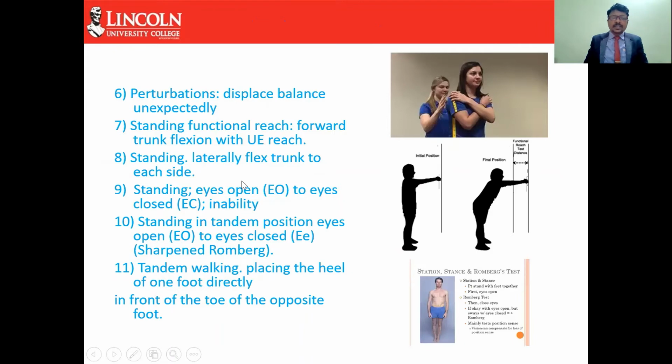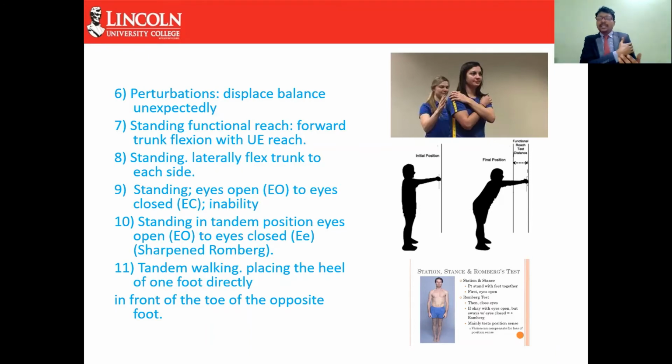Other special tests are the perturbations. Perturbation means unexpected displacement of the balance. The patient is asked to stand with the eyes closed, and if the therapist or someone comes and tries to push them forward, normal persons will control the balance. Maybe they shuffle or move forward, but they control the balance and won't fall. But those who have a cerebellar injury, if we give a push or thrust, may fall down. They lean forward and may fall. It depends on which side we give the push. For example, if you push from the back side, they may lean or fall forward.